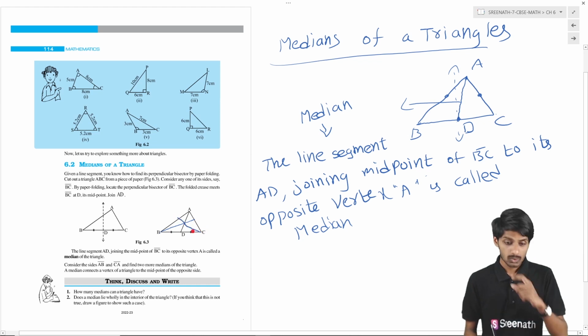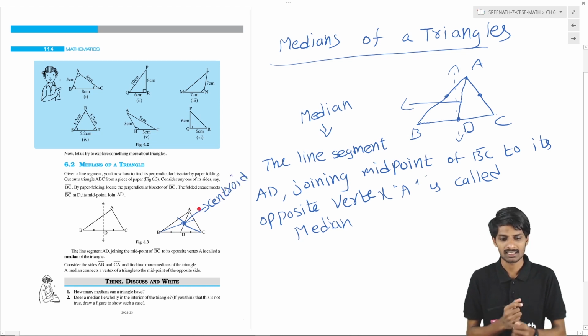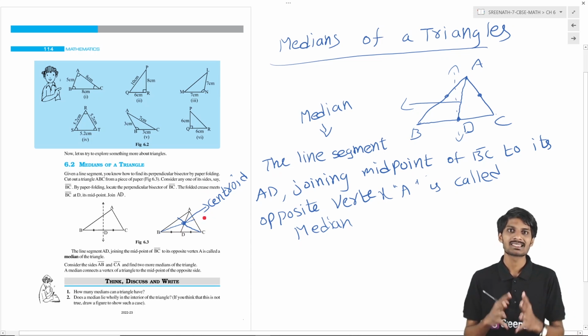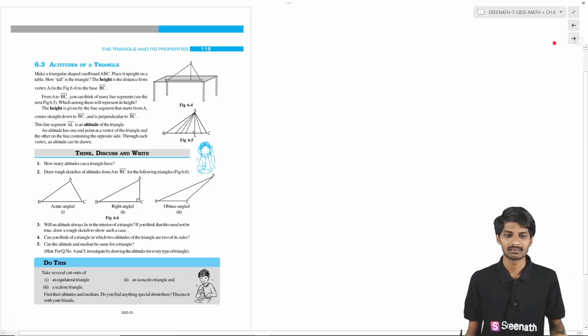Okay, students. So I am telling you, if the three medians of a triangle intersect at a point, we call that point the centroid of the triangle, students. So we will learn it in future classes. So it is the centroid. If we draw three medians in a triangle, the point of concurrence of the three medians is called the centroid, students. Okay, so that is about medians of a triangle.